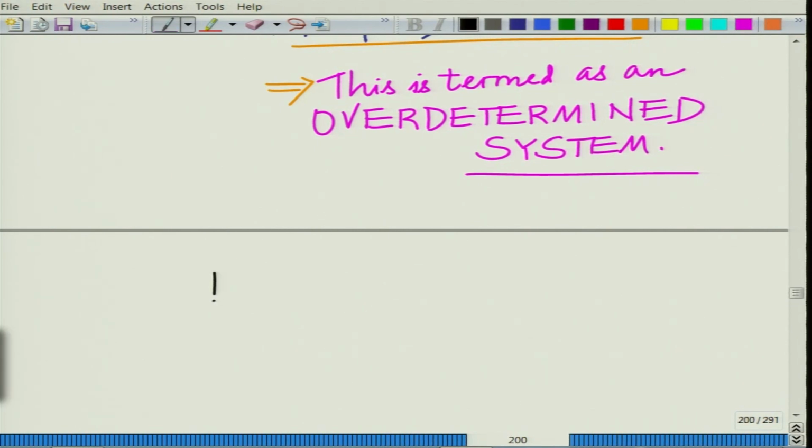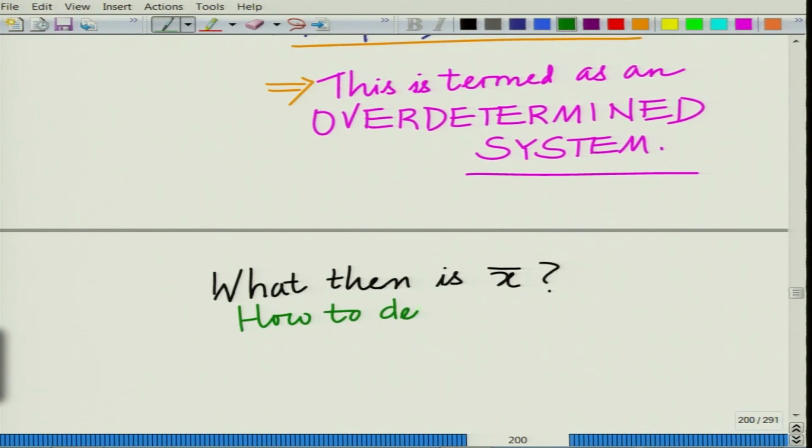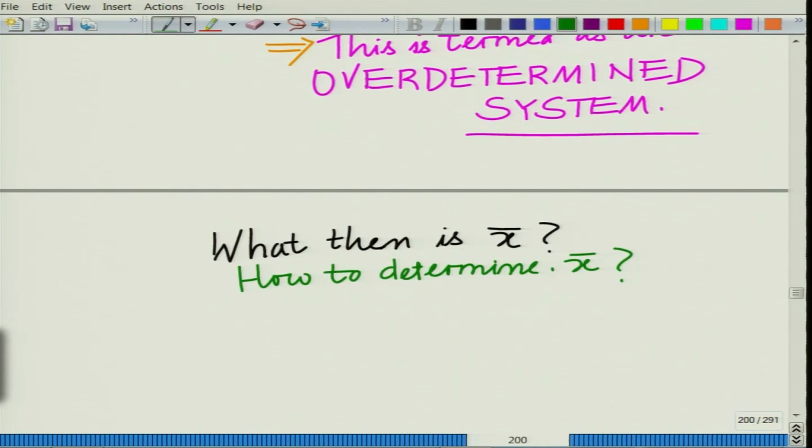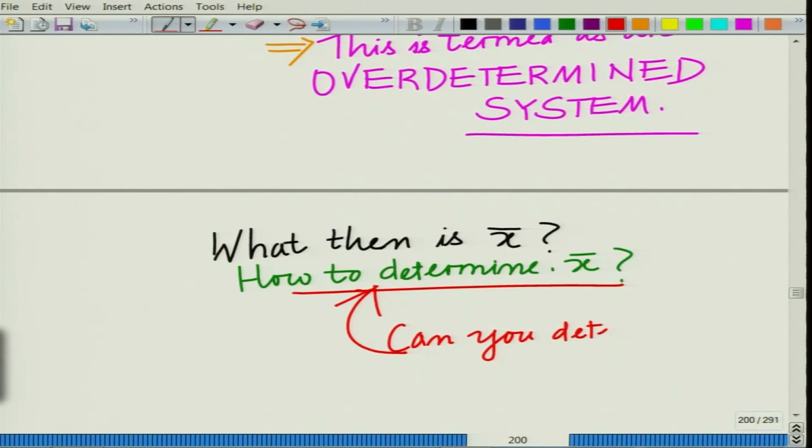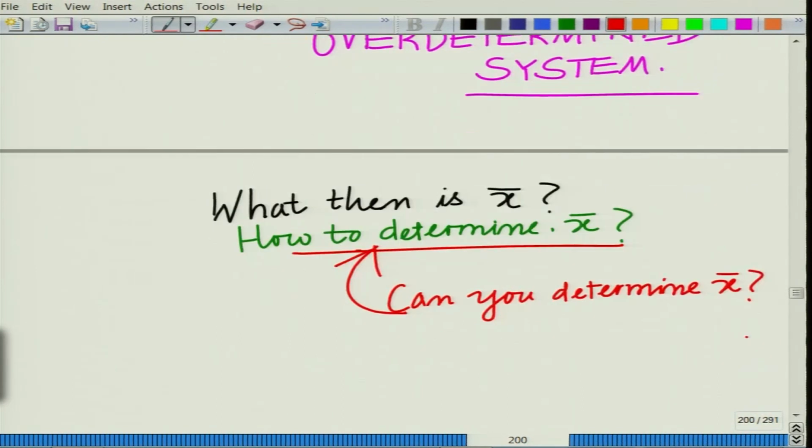How do you determine x bar? First of all, can you determine x bar? I think that is a more important question. Even before how to determine x bar, the more relevant question is, does an x bar exist which satisfies this? That is an important question.